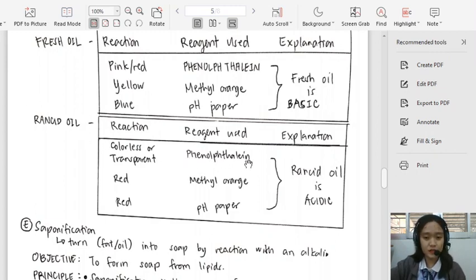Its reaction with phenolphthalein: the phenolphthalein turned colorless or transparent, indicating that your rancid oil is acidic. For methyl orange, what was the color? Red, meaning acidic also. The pH paper is the same, red, indicating it is an acid. So all 3 of the reagents or tests say that your rancid oil has a pH lower than 7.